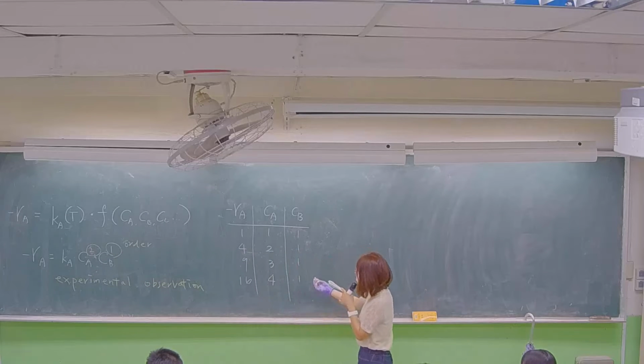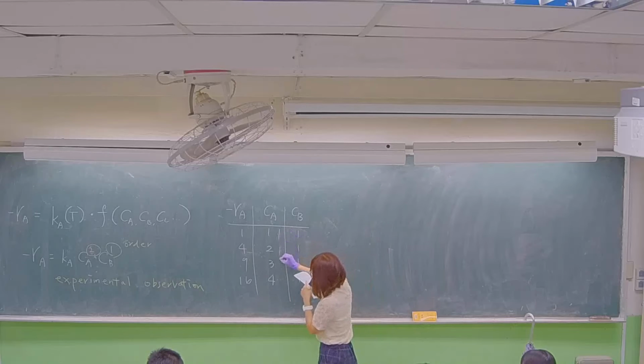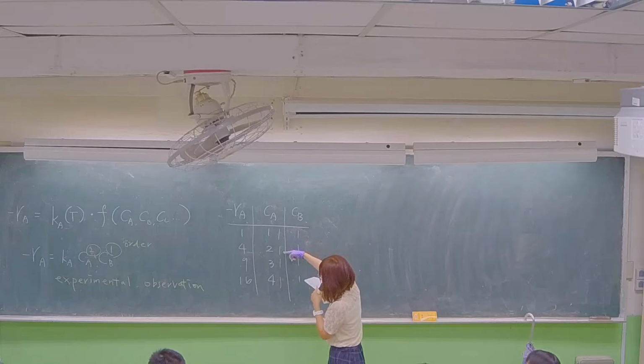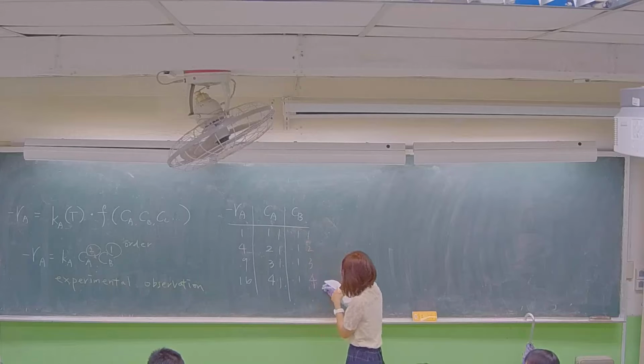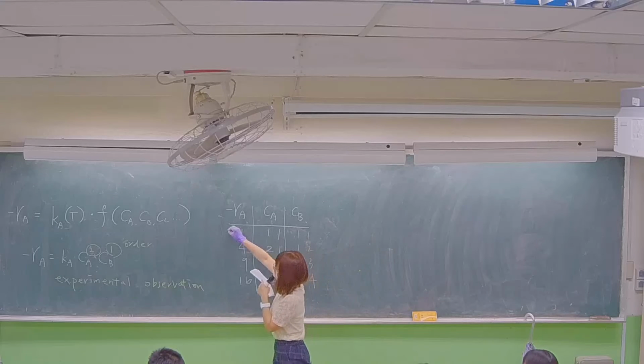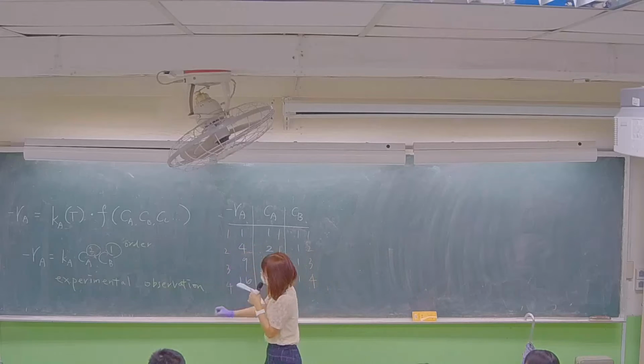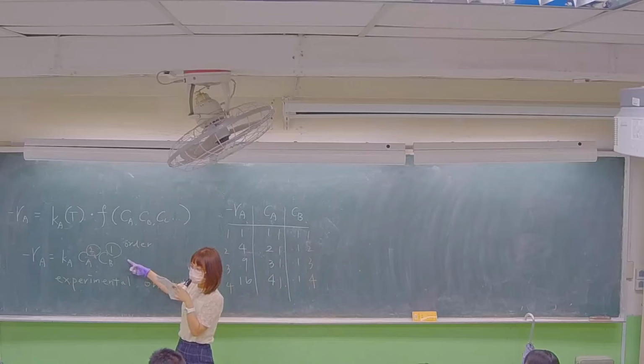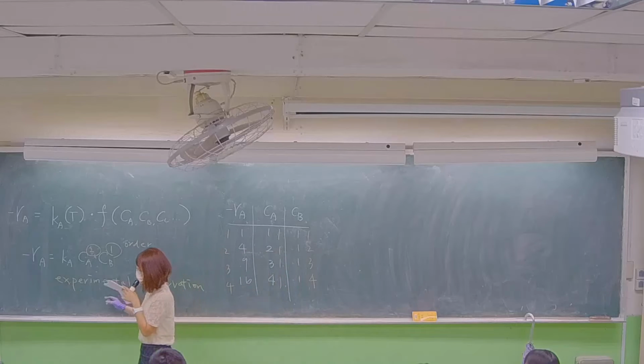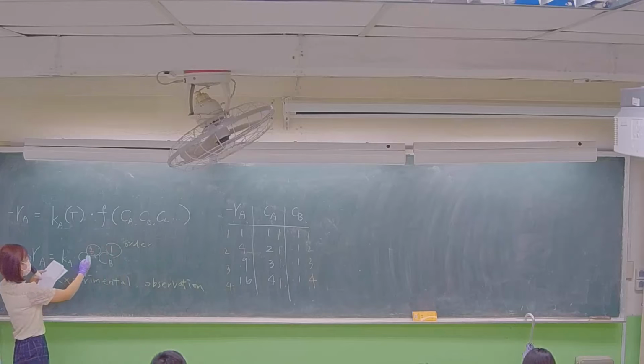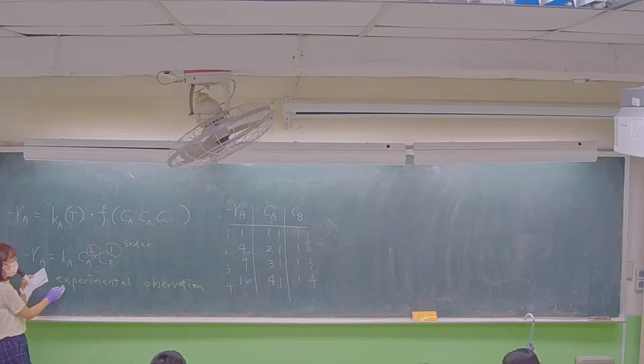So similarly, maybe you want to find the relation with concentration B. So you keep the same concentration A. So maybe you do this, 1, 2, 3, 4, and you get 1, 2, 3, 4. So you know they are linearly dependent. So the order is 1, like this. So design the experiment, design the recipe, and you can find the order. That is the experimental observation.